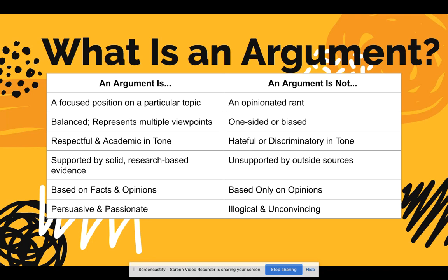An argument is persuasive and passionate. If you don't care about the topic, then it's going to be very clear. It's going to be a very boring paper for me to read, and it's not going to be particularly persuasive. When I read it, I should be thinking to myself, man, I really think this person is right. Or I should at least see your point and see how you are very passionate about the topic. It should not, however, be illogical and unconvincing. That is not effective.